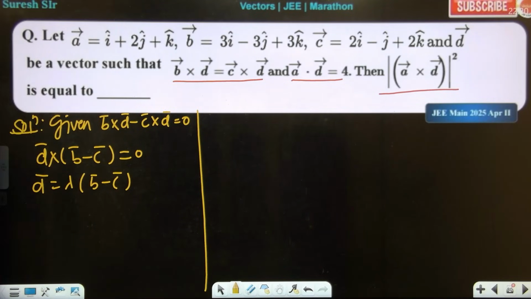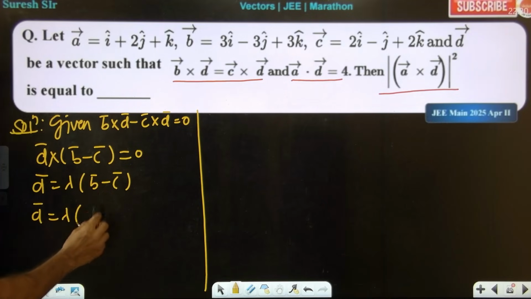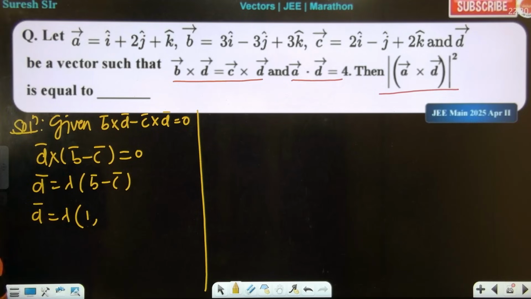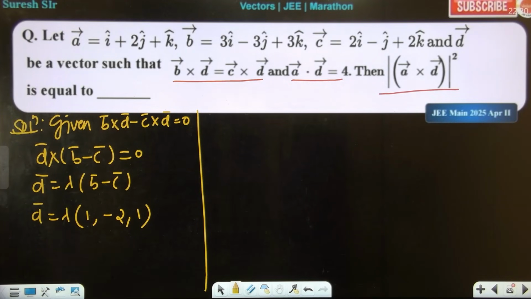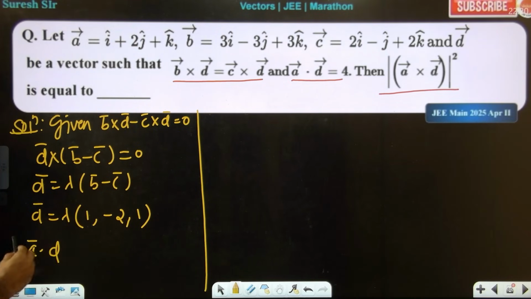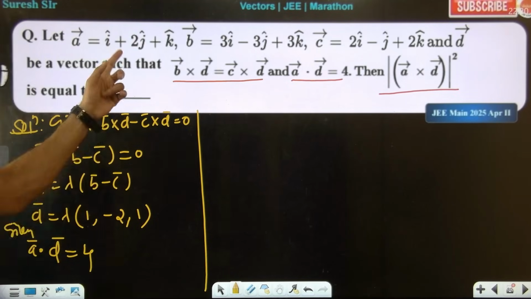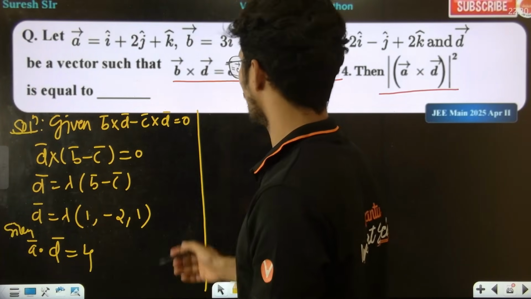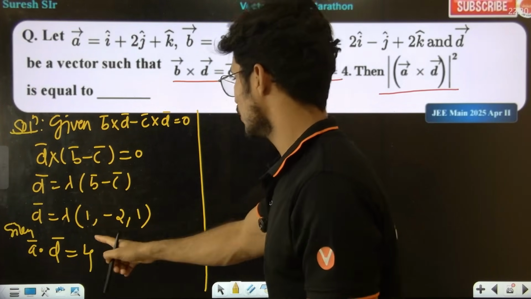So D vector is equal to lambda times of B minus C. B minus C is nothing but 3 minus 2, 1, and minus 3 plus 1, minus 2, and 3 minus 2, 1. Yes or no, people? Yes sir. Sir, now they have also given that A dot D is equal to 4, sir. So here D vector is known, A dot D is equal to what, sir? Given A dot D is equal to 4, sir. So D vector is known, A vector is known, sir. So A dot D is 4. What is A vector here? So D vector. So 1.